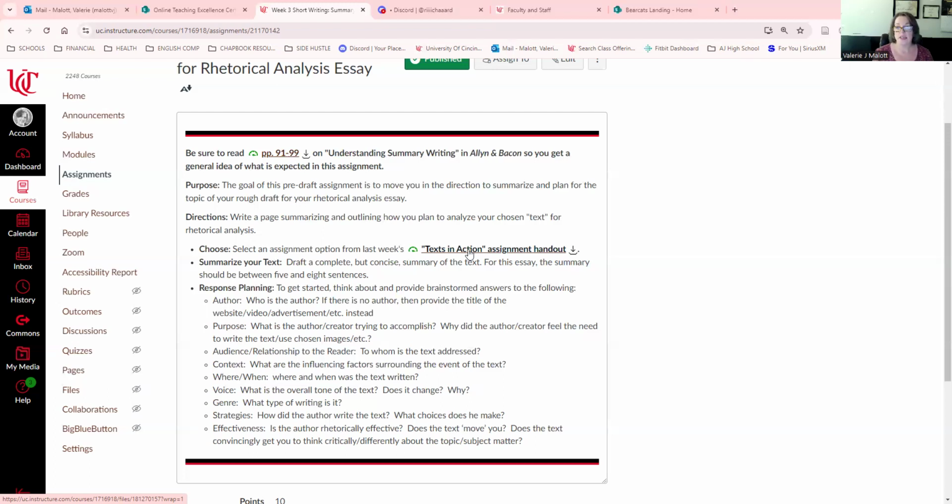Who the audience is, or what the relationship is to the reader. To whom is that text addressed? Who is the target audience? Who are they trying to reach?